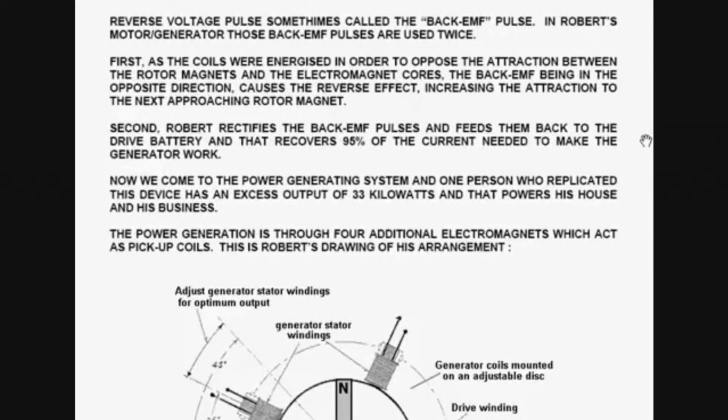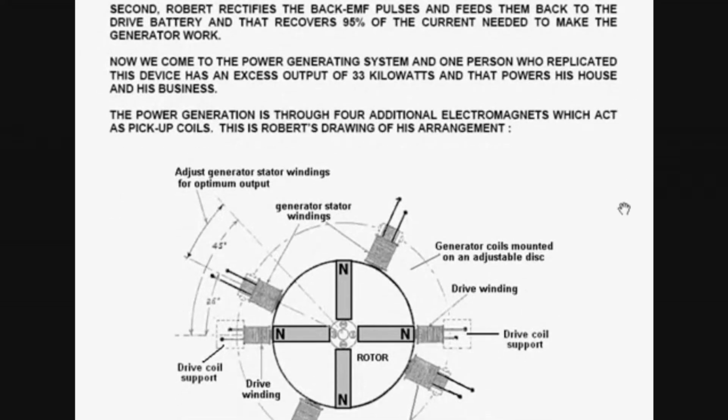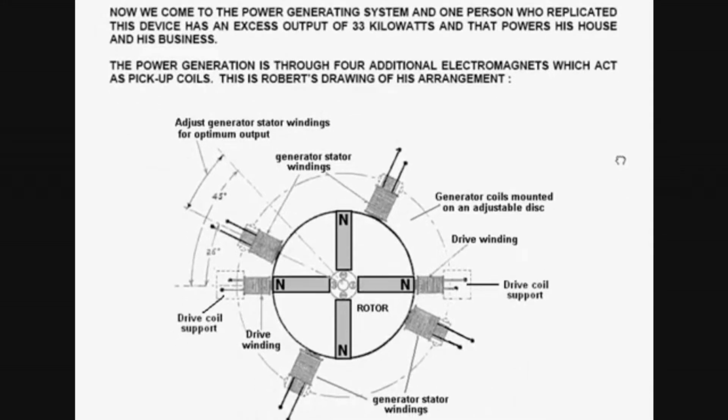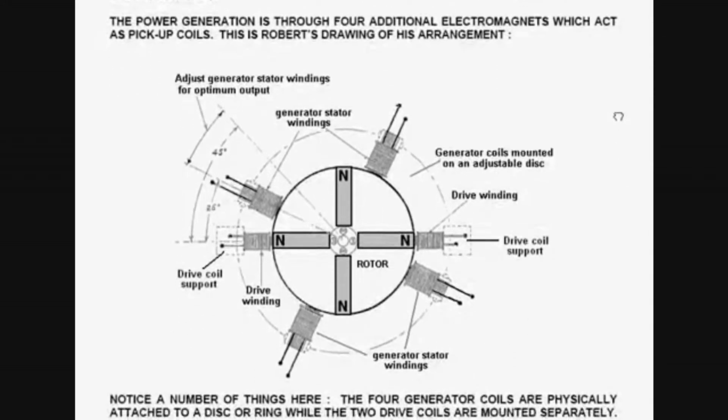Now we come to the power generating system, and one person who has replicated this device has an excess power output of 33 kilowatts, and that powers his house and his business. The power generation is through 4 additional electromagnets, which act as pickup coils. This is Robert's drawing of his arrangement.